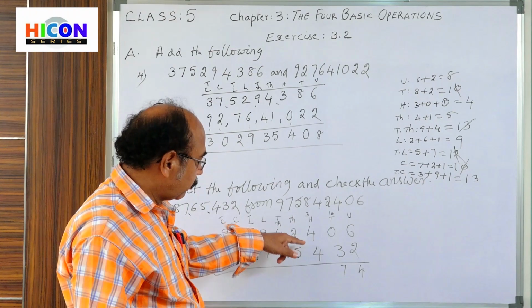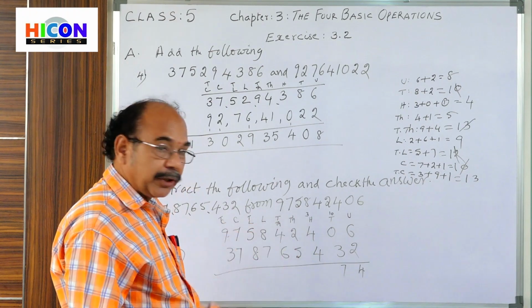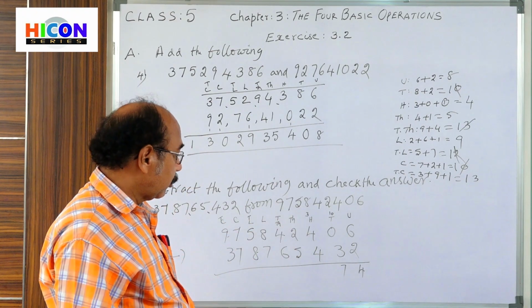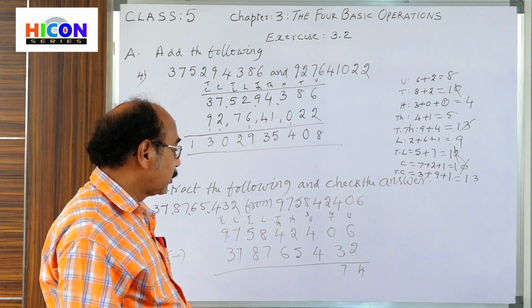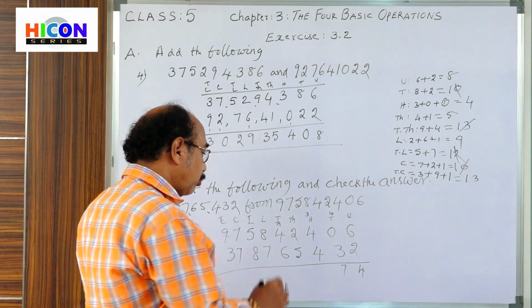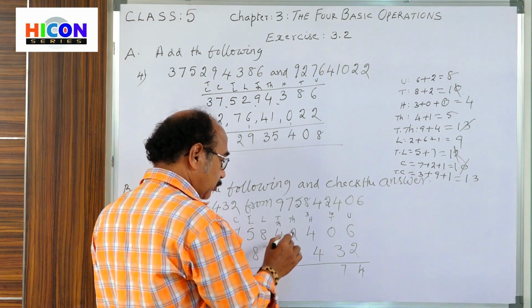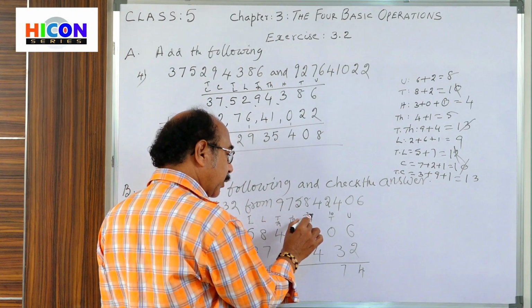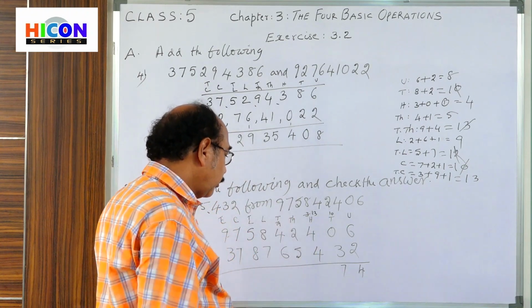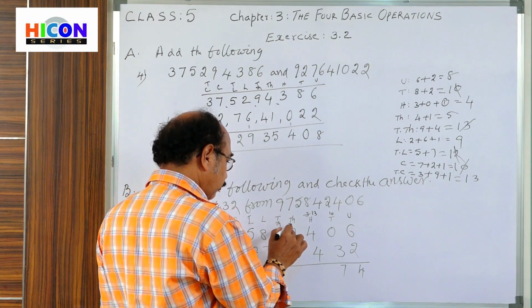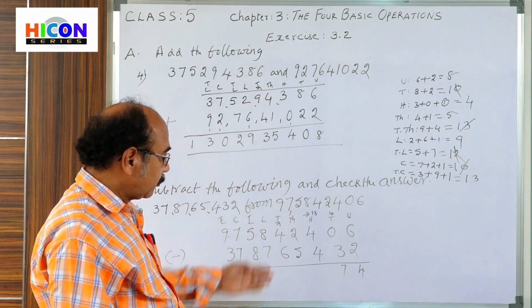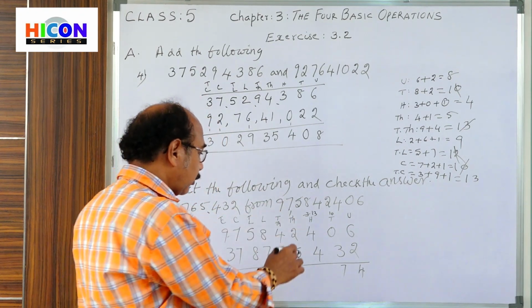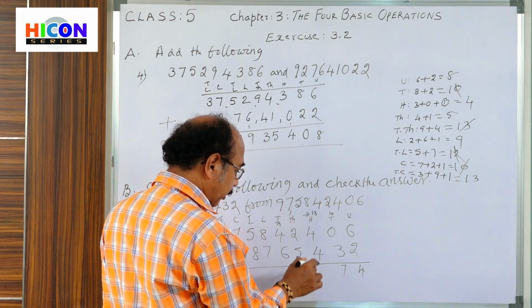Now here, can you subtract 4 from 3? No. That's why ask borrow from the before place. Then 2 is giving borrow. So here 3 becomes 13 and 2 becomes 1. Now 13 minus 4. 13 minus 4 is how much? 9.